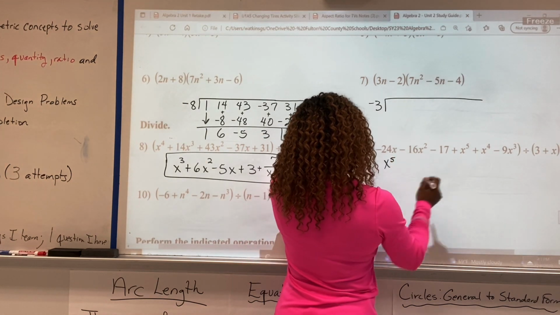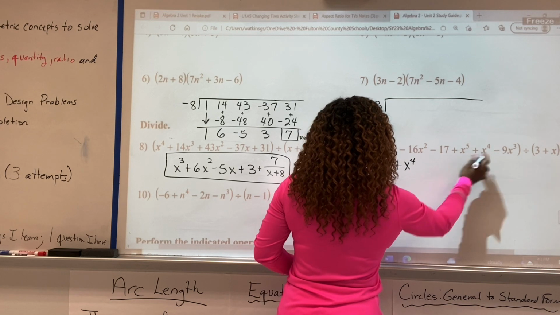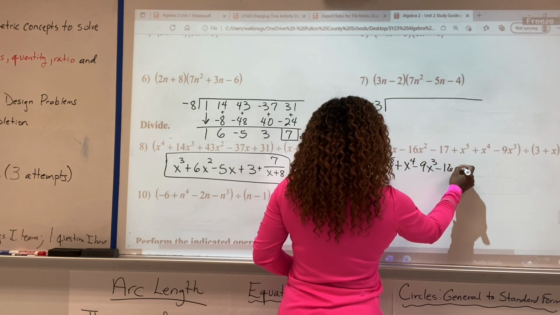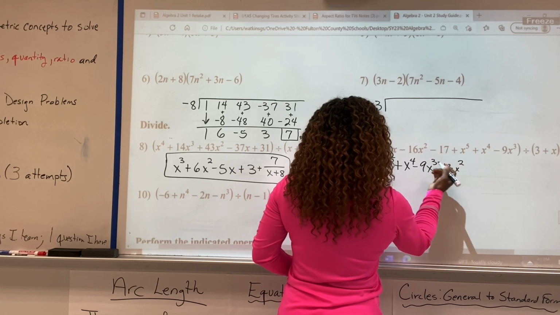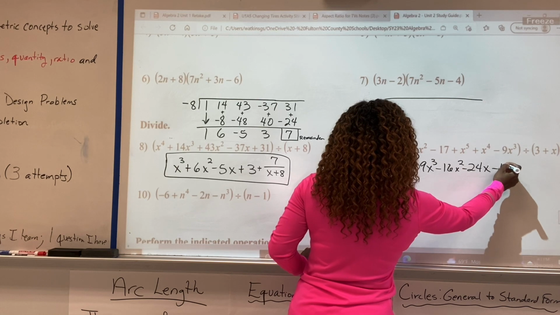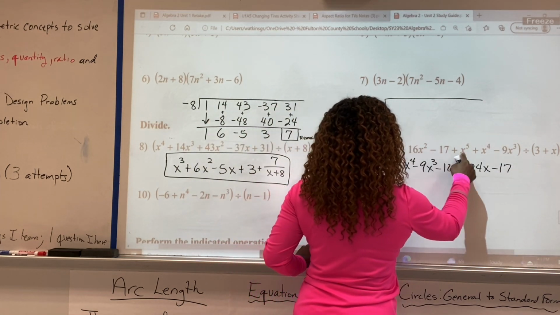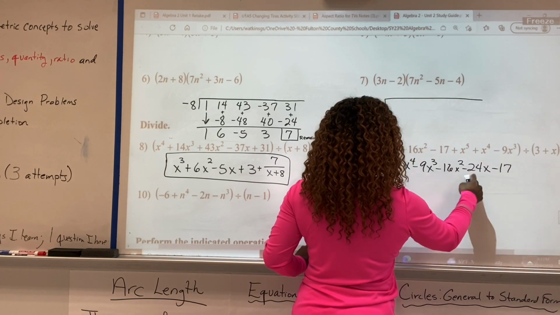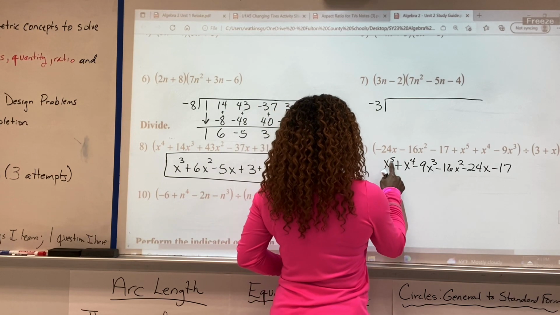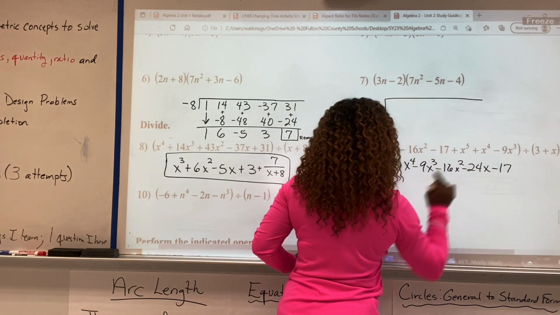x to the 5th plus x to the 4th minus 9x to the 3rd minus 16x to the 2nd minus 24x minus 17. So all I did was rewrite it. And I still have my 1, 2, 3, 4, 5, 6 terms. And I've put them in descending order. 5th power, 4th power, 3rd power, 2nd power, 1st power, no power.